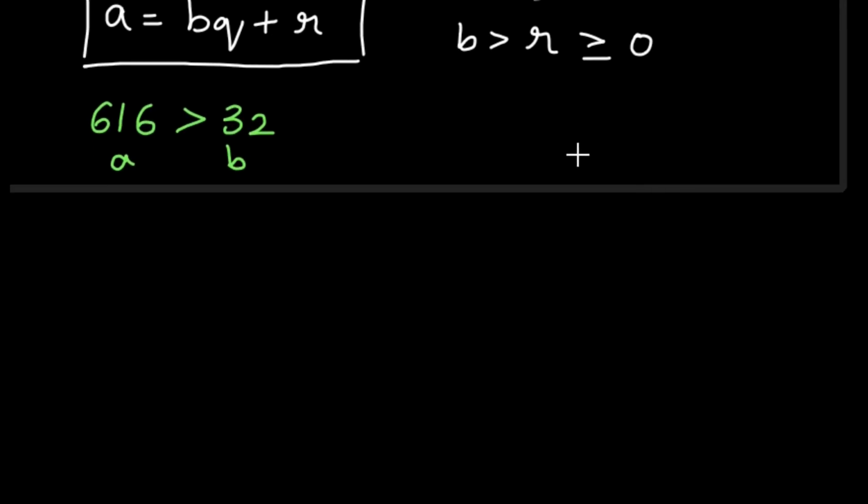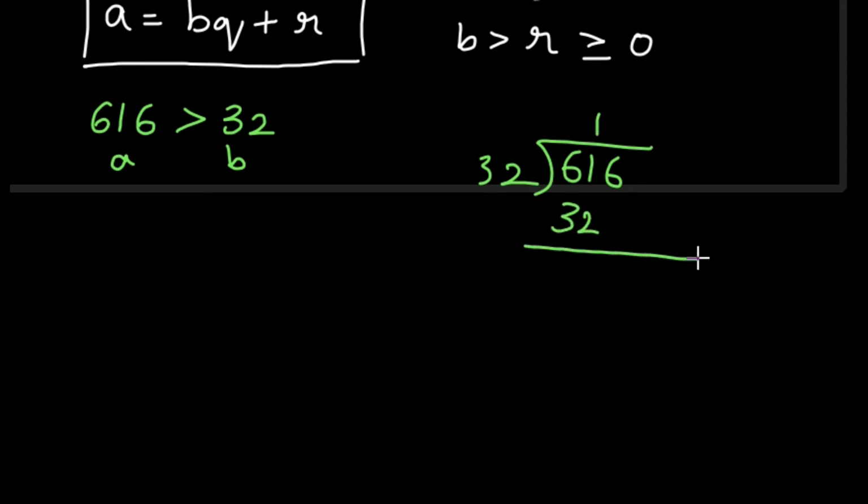Dividing 616 with 32. 32 ones are, we get 32 over here. 11 minus 2 will give you 9. 5 minus 3 will give you 2. And this number over here, 6.